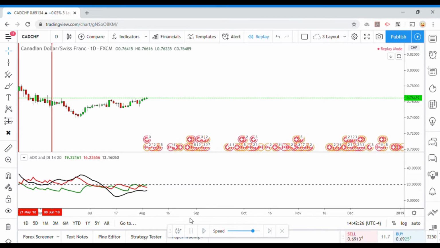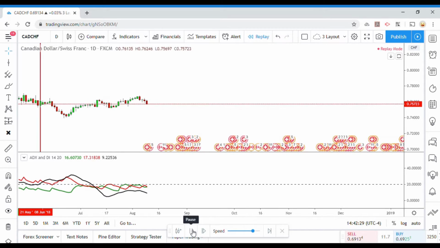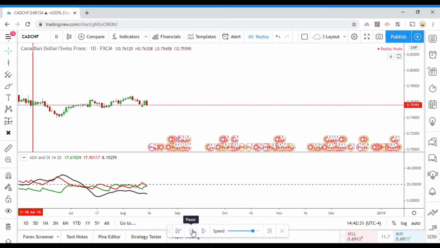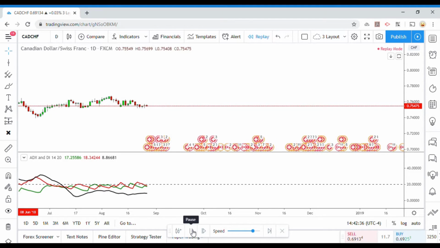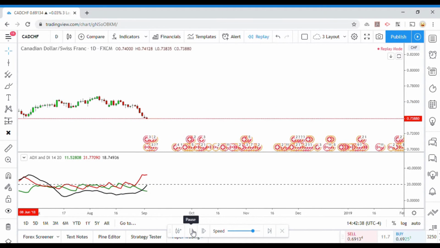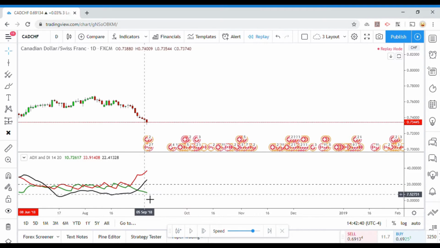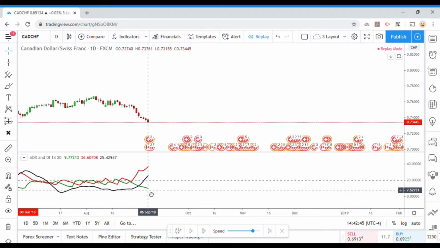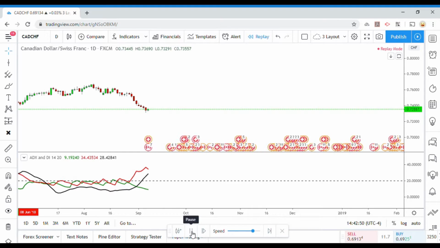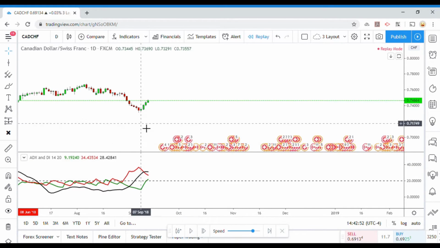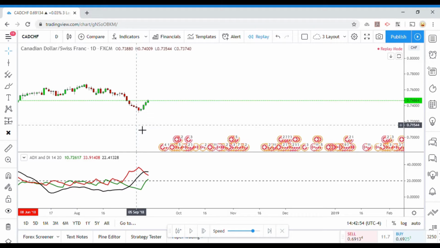We are plugging along nicely, getting a few crosses of the green and red, but our signal line is below the 20, indicating a weak trend. All right, there's a cross above there. This would have been our entry candle right here. Let's see what happens. Ouch.